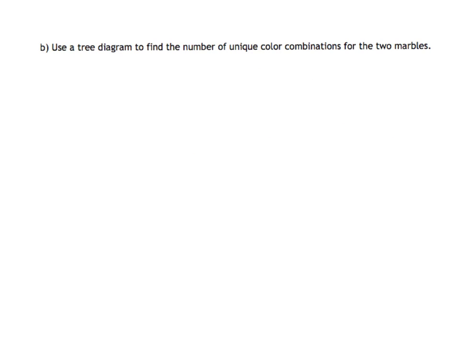So the second part of that asks you to use a tree diagram to find the number of unique color combinations for the 2 marbles. So for the tree diagram, we can start with red. If you choose the red marble first, what are your options for the other one? Green or blue or yellow. If you choose the green first, what are your choices?